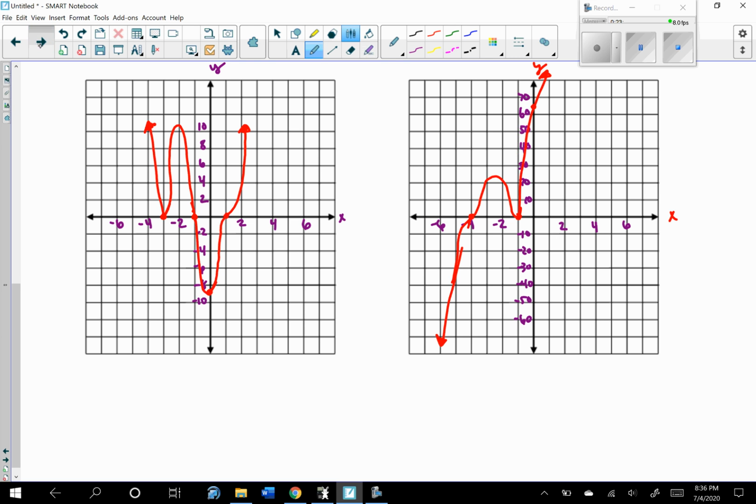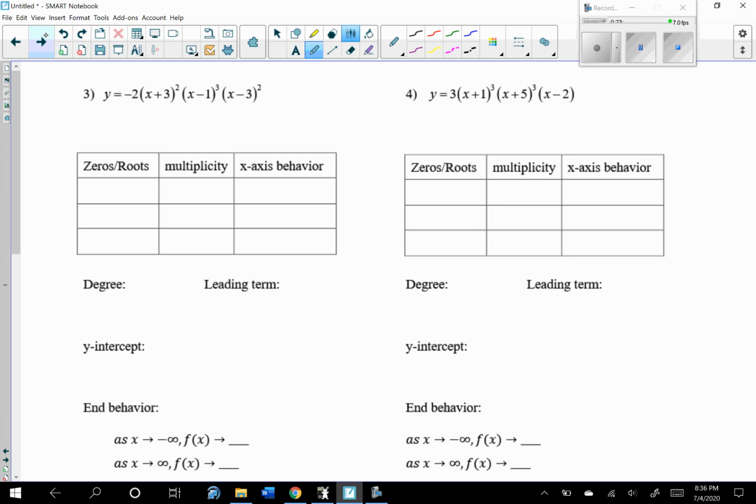All right, so let's go ahead and do another practice one. So go ahead and do 3 on your own. When you're done, you can unpause to check your work. So looking at question number 3.